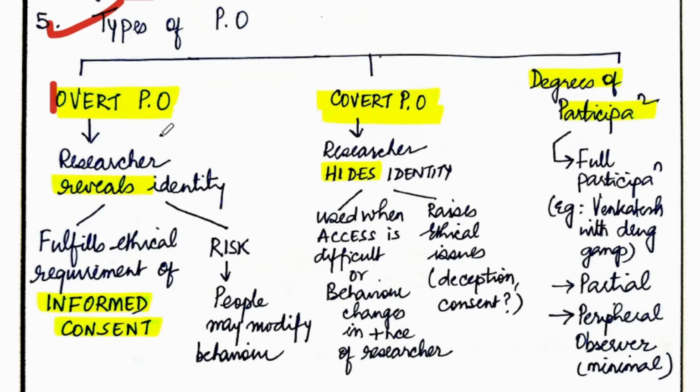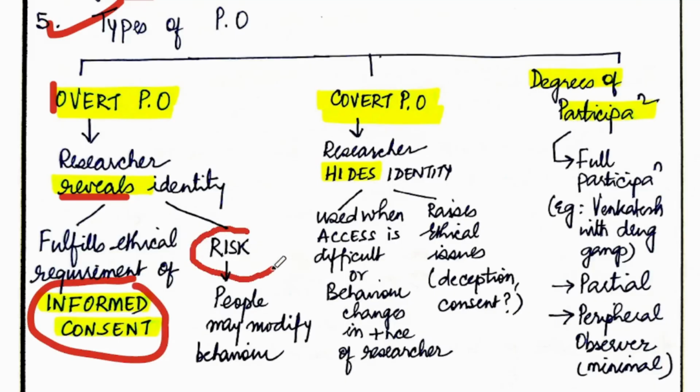In overt participant observation, the researcher reveals their identity. Because the participants know who the researcher is, it fulfills the ethical requirements of informed consent. However, there is an important risk attached to it. People may modify their behavior when they know they are being studied. This is the classic observer effect. So while overt participant observation is ethically transparent because it is taking the informed consent, it carries the risk of behavioral distortion.